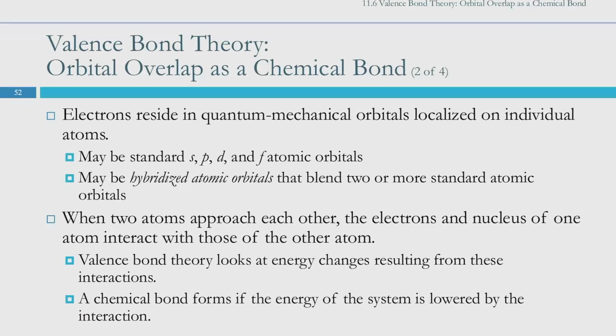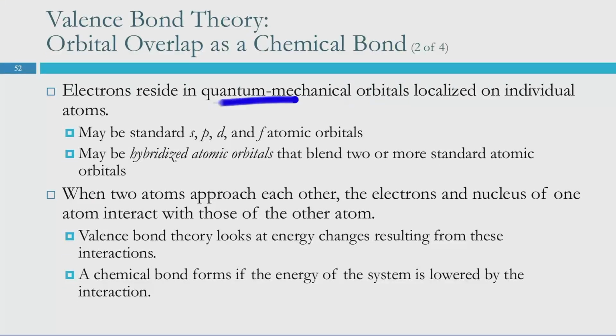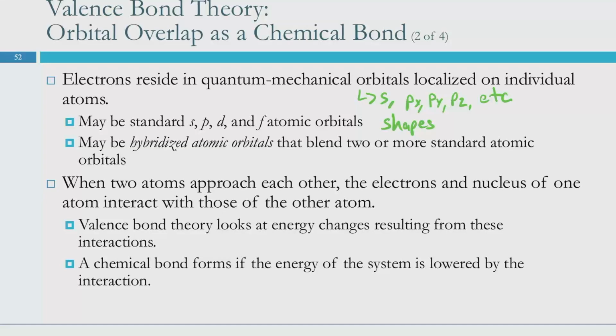So if we remember a couple chapters back, our electrons reside in quantum mechanical orbitals. Orbitals like s, px, py, pz, etc., different shapes within shape families. And these are localized. They're set in one area, around individual atoms. They can be s, p, d, and f orbitals. They could also be hybridized atomic orbitals that blend two or more of our atomic orbitals, and we will be talking about that at some point.